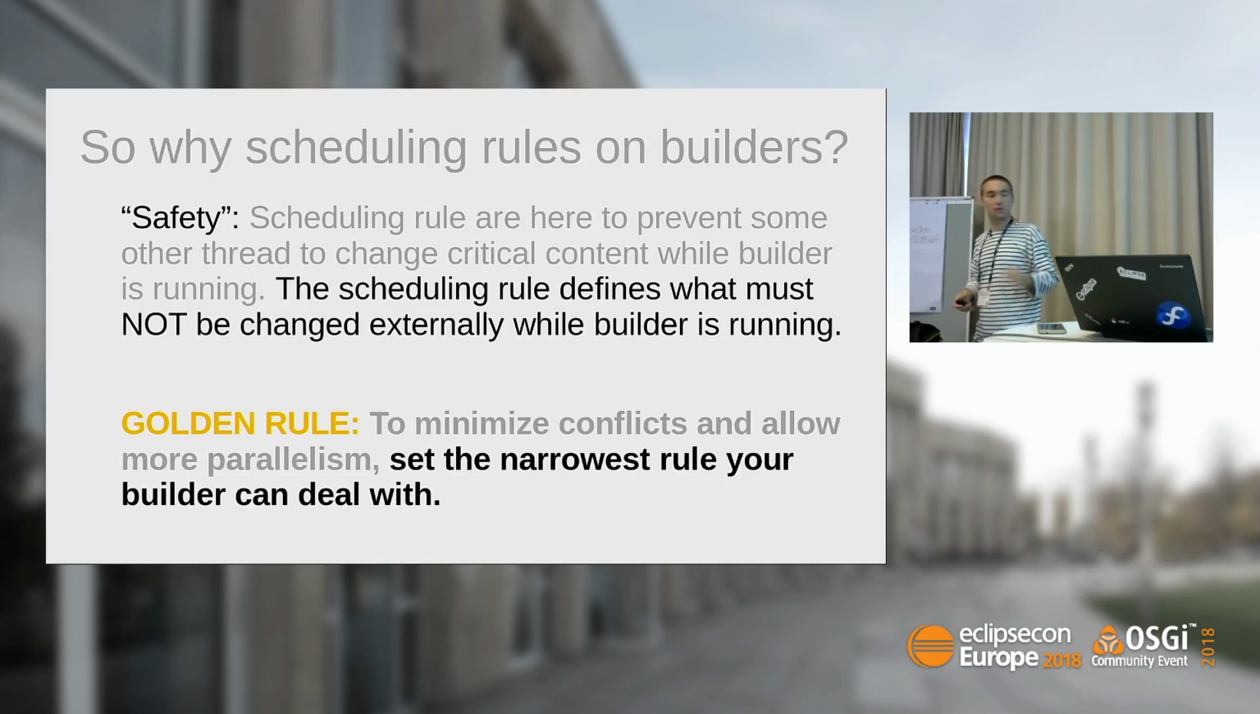So we need to refine the rule, and there is a golden rule about scheduling rules that you will learn by heart because we'll repeat it 5 times in this presentation. It is that to minimize conflicts and allow more parallelism, you have to set the narrowest rule your builder can deal with. So if your builder depends on nothing, do specify a new scheduling rule. If your builder just needs to lock one file, you just set this file as scheduling rule. And don't be greedy about scheduling rules, be precise. It's very important. We'll see in other examples how it affects things concretely.